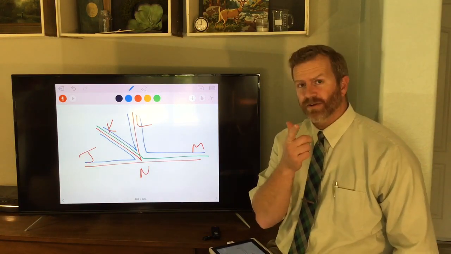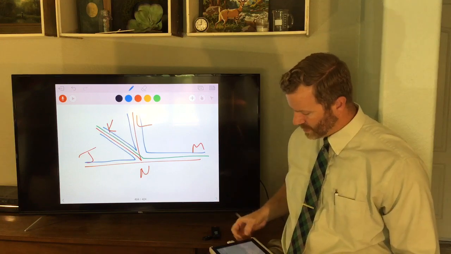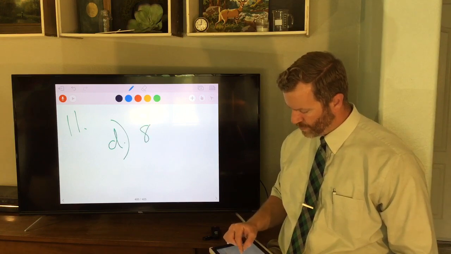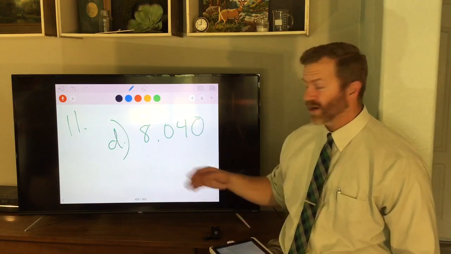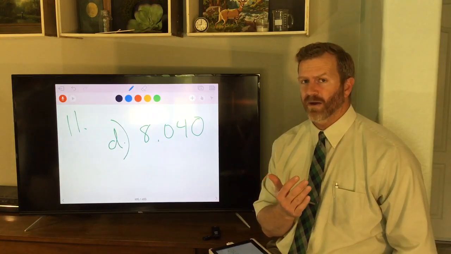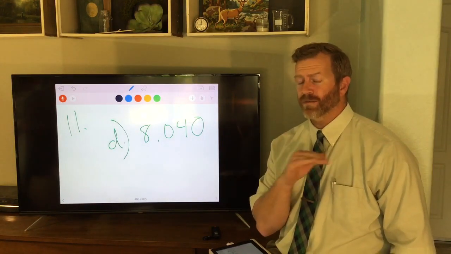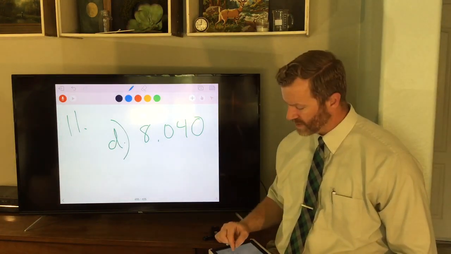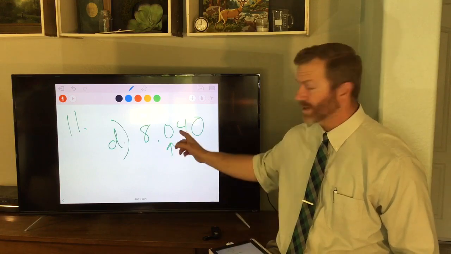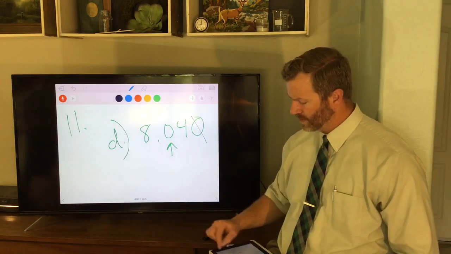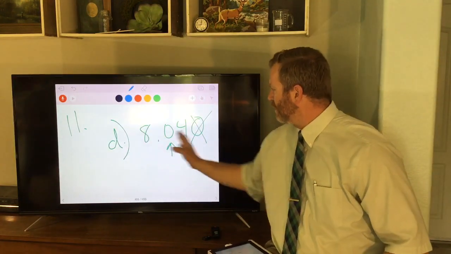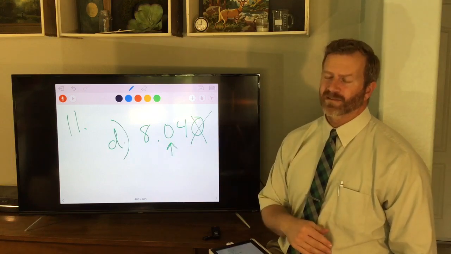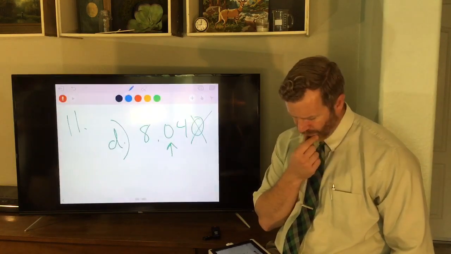Another one, real quick, check out number 11 with me, you guys. So on 11D, we've got a problem that looks like this. We have 8.040, and we're trying to simplify these by getting the extra zeros out. Now, only one of these zeros can be taken away without changing the value of the number. So we gotta be careful not to take out this one right here in the middle. That guy's got to stay there. Now this one on the end, sweet, take that out. If we got a zero in the front or a zero in the back, take those off, we're totally good. If there's one in the middle, that one's got to stay, it's special. All right, let's keep on rolling.